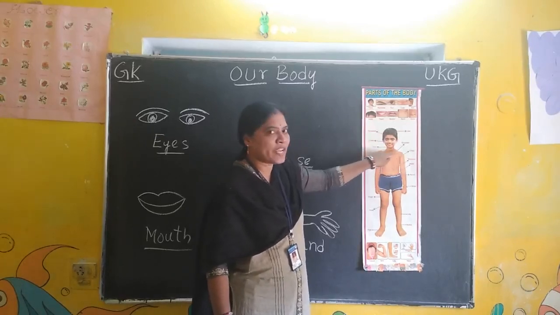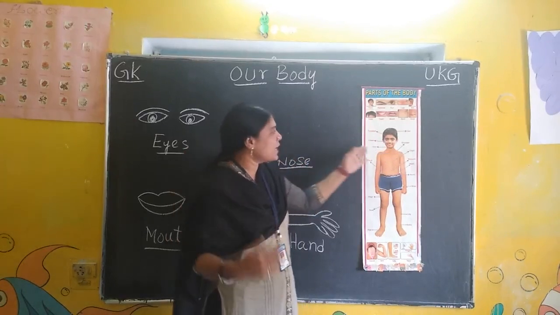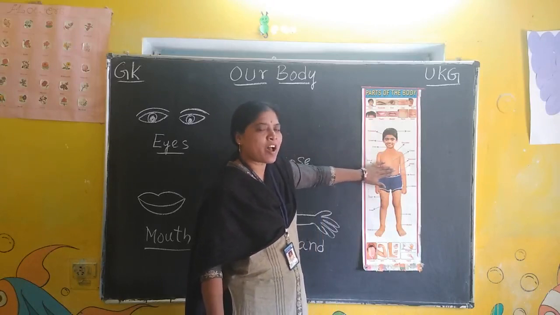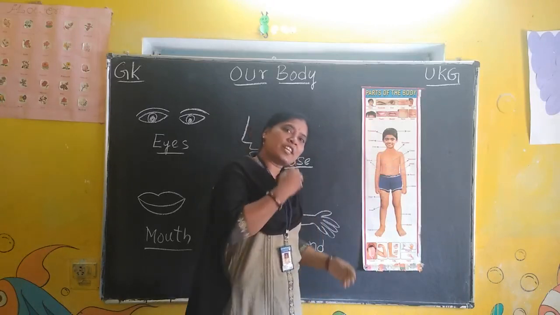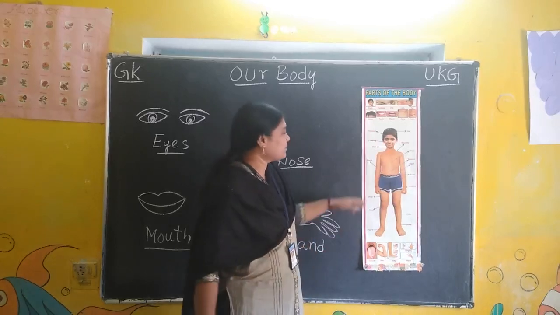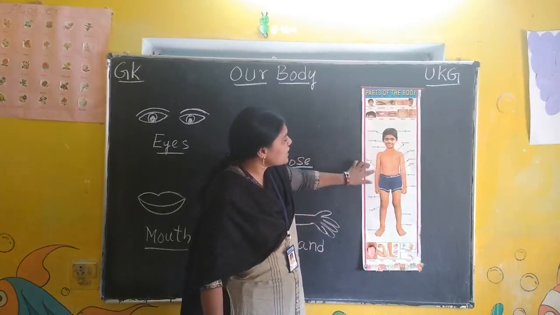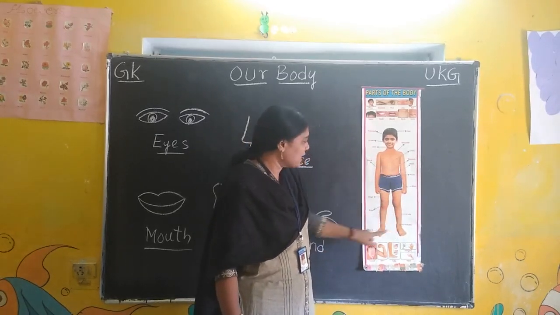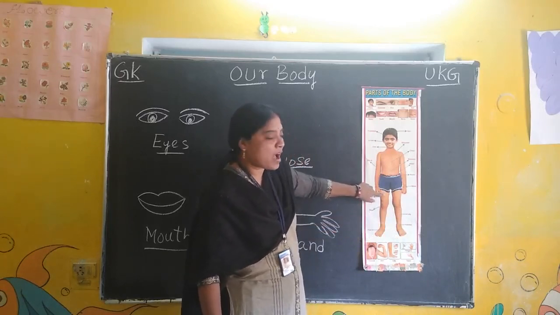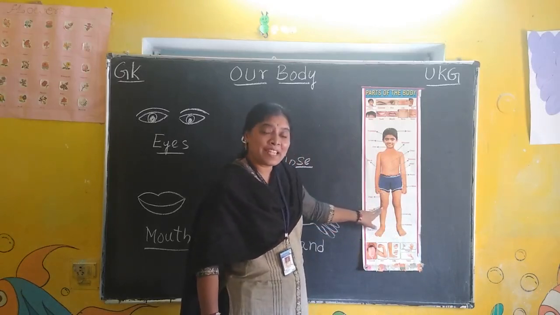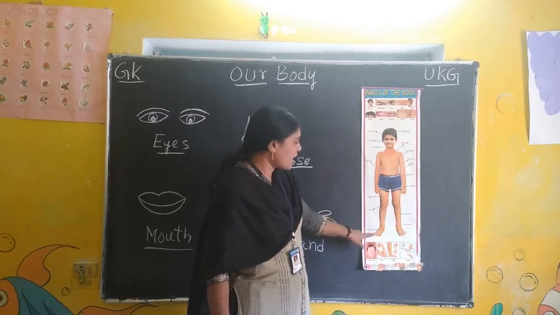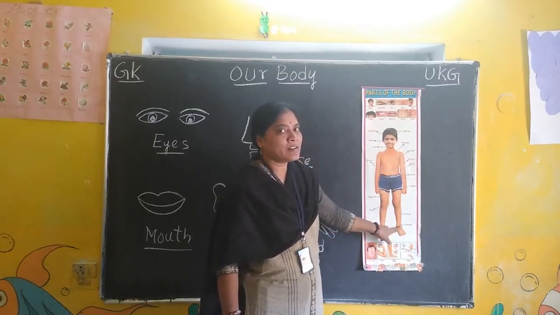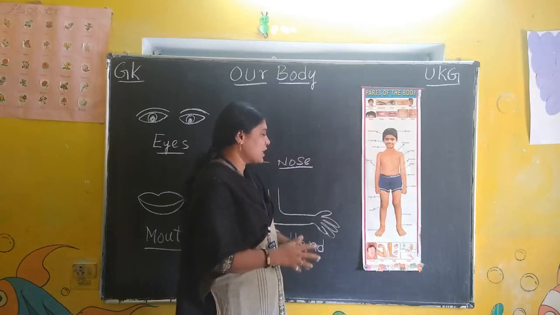These are shoulders. Next, chest. This is the stomach. The food we eat goes into our stomach. These are hands. These are legs. In legs, this is the thigh part. And this is the knee part. Knee. And this is foot. Okay? This is ankle. These are the different parts in our body.